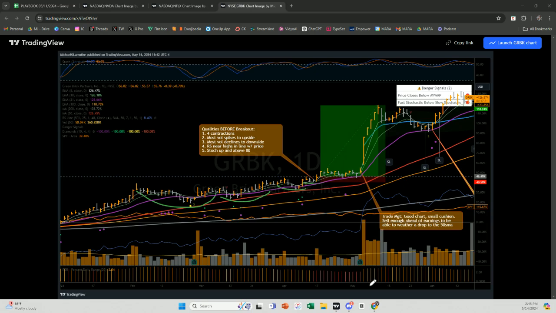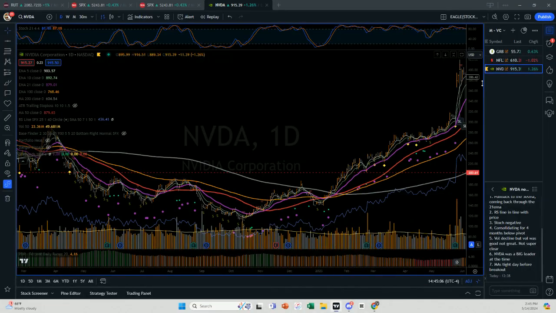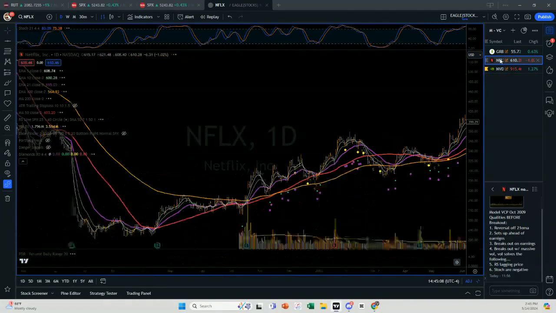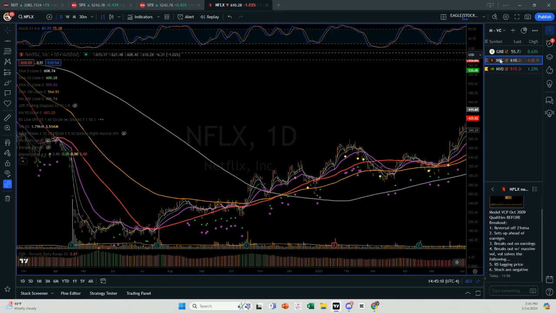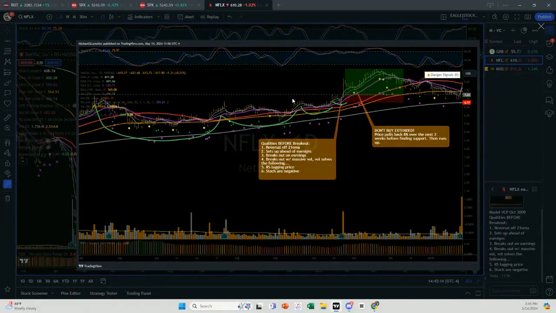And when you do find the models, you want to put them into your platform. I'm a huge fan of TradingView. I like to put everything into TradingView. And so some of these, like the Netflix example, this is one that I got from Mark. But when I put it into TradingView, I'm able to go and see, oh yeah, here's some of the things that it did.